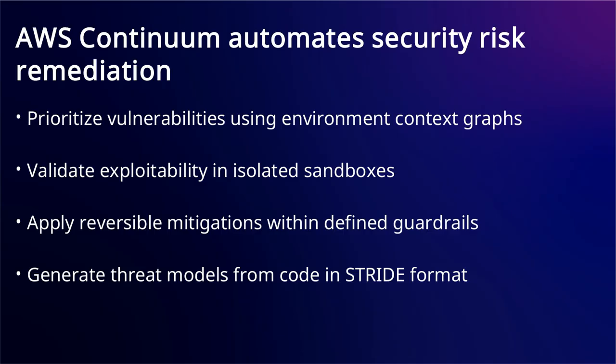You can apply fast, reversible mitigations within guardrails you define, followed by durable fixes that route through your review and deployment process with blast radius visibility and rollback capability. The service also generates threat models automatically from design documents or source code and outputs results in STRIDE format. AWS Continuum integrates with your existing security tools and AWS services like GuardDuty and Security Hub, shifting your security team from manual triage to setting direction and approving outcomes.